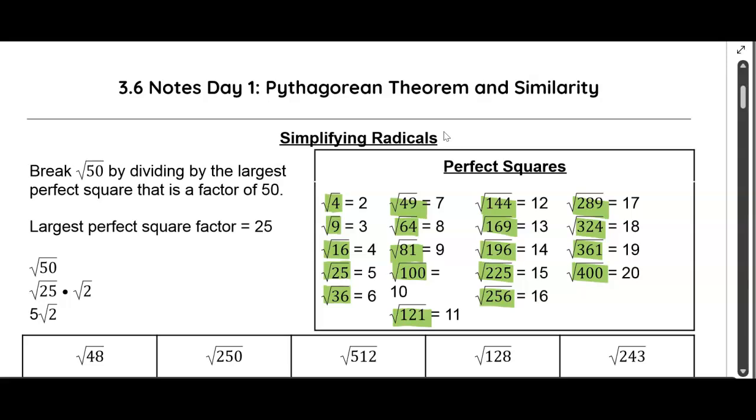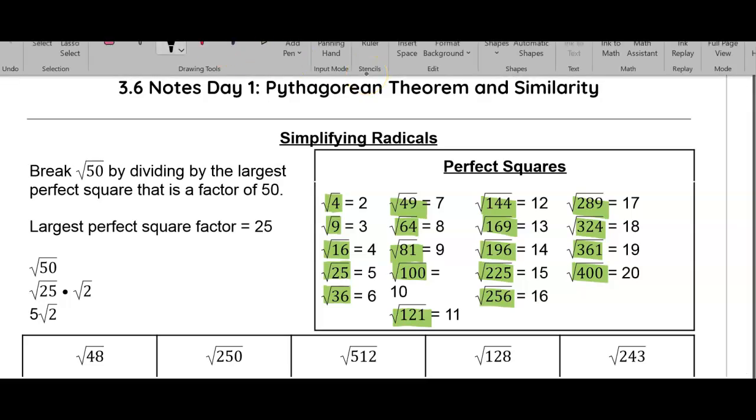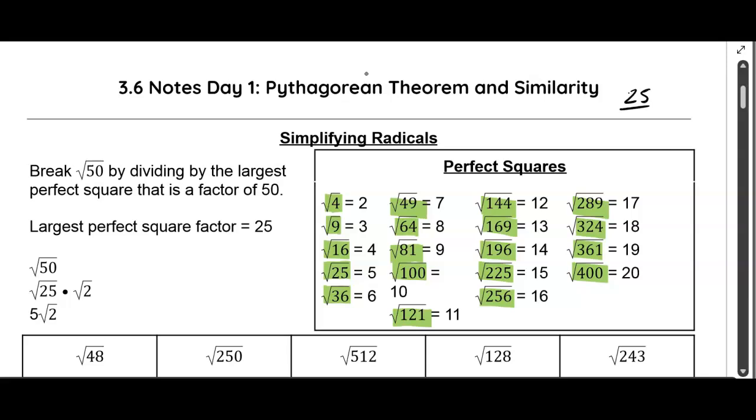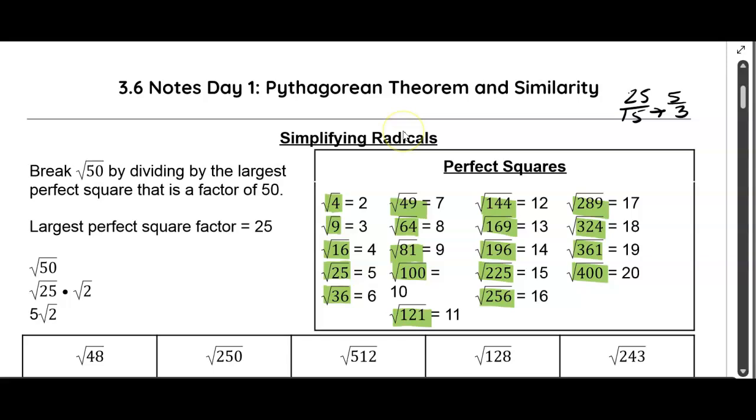So similar to simplifying fractions, for example, let's say I gave you the fraction 25 over 15, right? Well, I know I can simplify that because I can divide both of them by 5, and that becomes 5/3. So we're going to use that same idea here and ask, what numbers are multiplied within my starting number? And I want to see how far I can simplify it. So similar concepts, more or less, to simplifying fractions, slightly different.